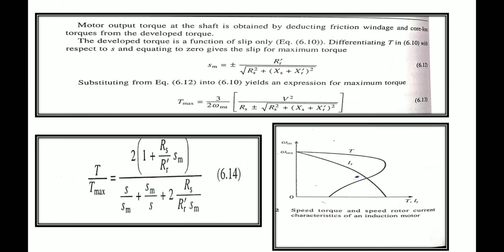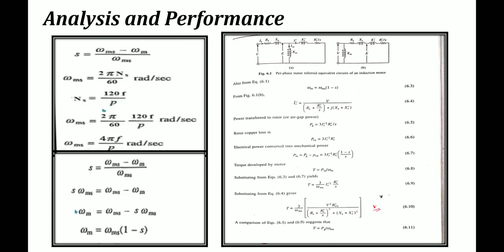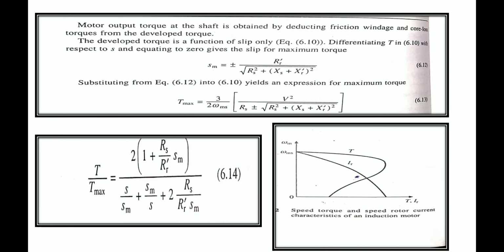So now when we do the comparison, what will we get? So now the motor output torque at the shaft is going to be obtained. How is the motor output torque obtained? By deducting the friction, windage as well as the core loss torque itself. Getting my point? The motor torque at the shaft is obtained by deducting the losses due to the friction, windage and the core loss. When we subtract these losses from the developed torque, we'll get the motor output torque at the shaft itself.